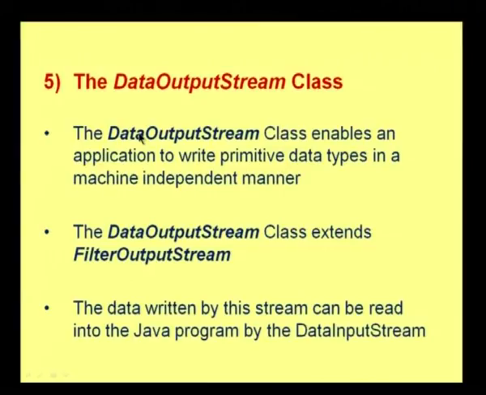Already we have seen that there are two types of data. One is primitive data and the other is non-primitive data. Primitive data is all the basic data types like int, float, double that are available in Java or any other programming language, whereas non-primitive data types are like objects.